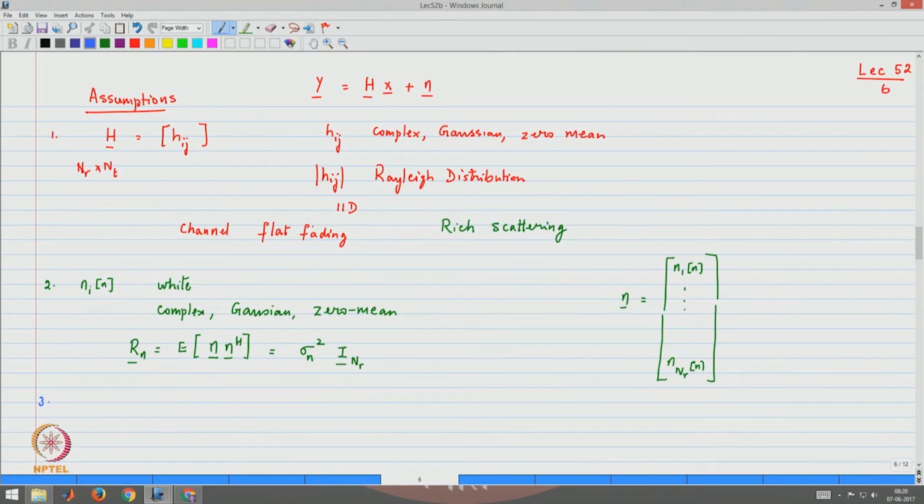So, we will also make the assumption that Xi of n, the signal that is transmitted by each of the antennas, is also a Gaussian distributed variable. So, we will assume that Xi of n is also a complex Gaussian with zero mean and variance sigma x squared.